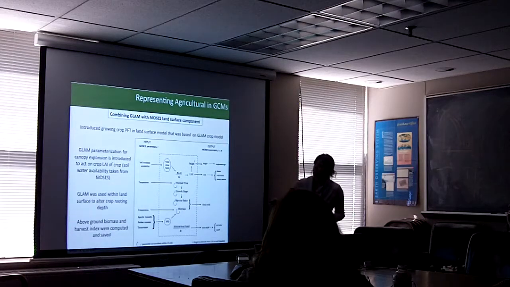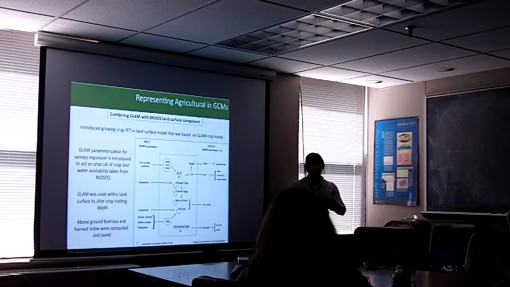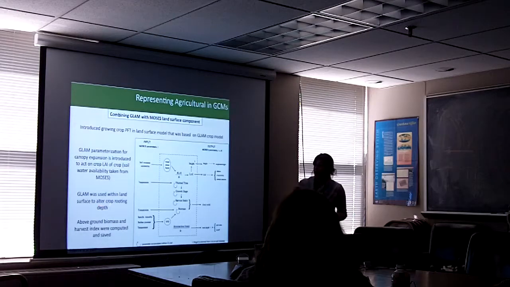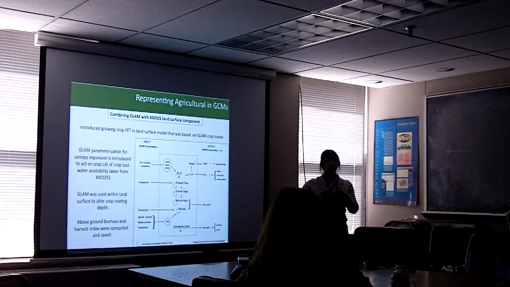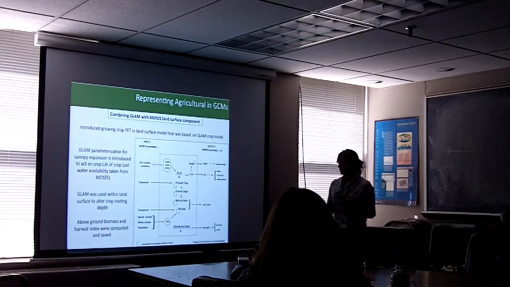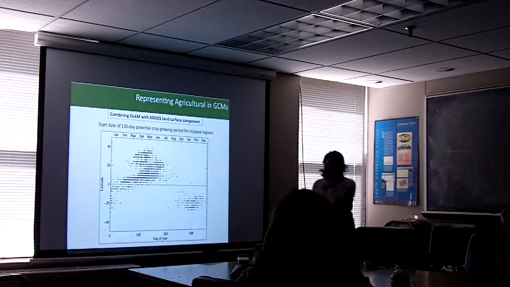So the GLAM parameterization was used for canopy expansion. However, that canopy expansion is dependent upon the soil water availability. That is obtained from MOSES. So again, there's communication between these models. GLAM was used within the land surface model to alter the rooting depth, and then the above ground biomass and harvest index were computed and saved. So the yield was basically saved. So now we have a yield based upon the crop growth and how its growing season evolved. And we have all our climate variables from our climate model as well. So we can look at both in one simulation. So this was interesting too.